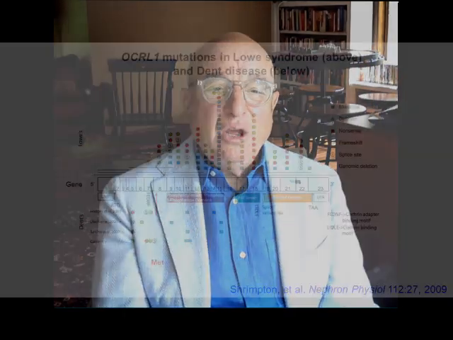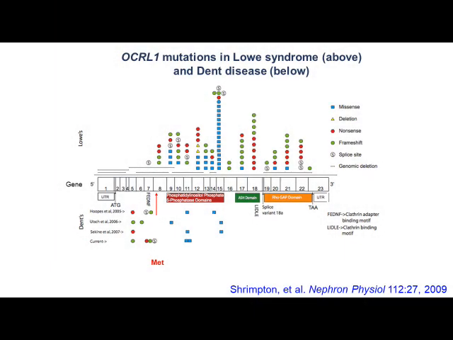And so on this slide, we see a schematic of the OCRL gene, exons 1 through 23, with mutations in the full Lowe phenotype above that schematic. And we see it's a range of mutations, including missense, deletion, nonsense, frameshift, and splice site mutations. And the mutations in patients with Dent2 below, including our original report in 2005 and our subsequent report labeled current, which included Charles Dent's patient number 2 with a frameshift mutation in exon 7.